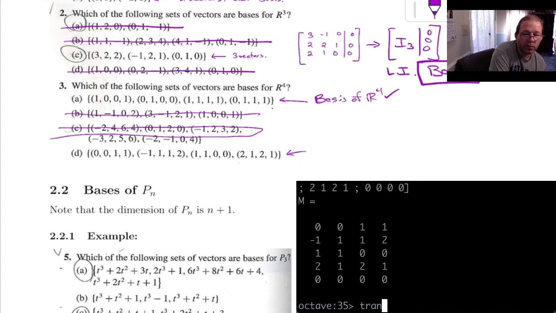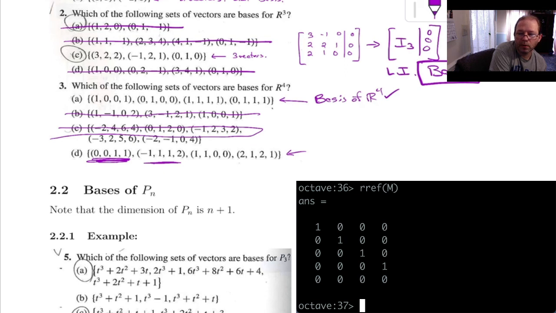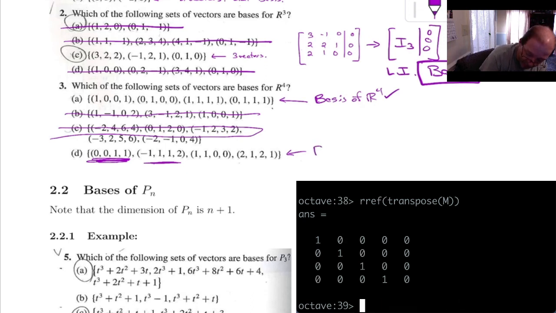Transpose of M. Let's double check that that's what we want up there. Yeah, the first vector here is my first column. This is my second column, and so on. I want to row reduce the transpose. So when I row reduce that, I get an identity. So this one again is a basis. All right, so we'll stop there.